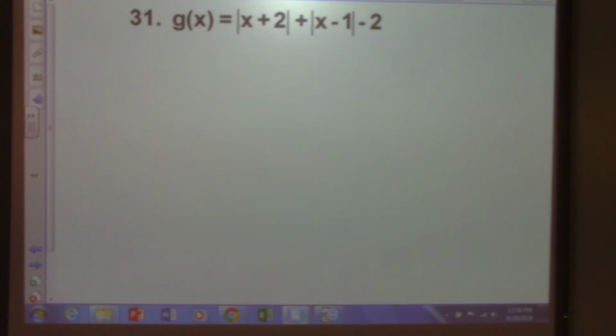So we can say g of x is decreasing on what interval? Negative infinity to -2. Negative infinity, -2.